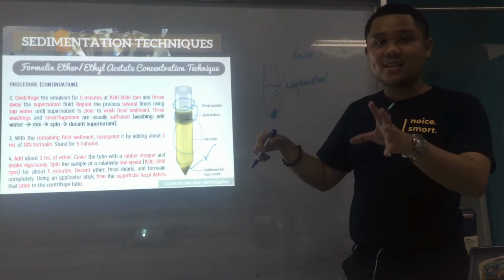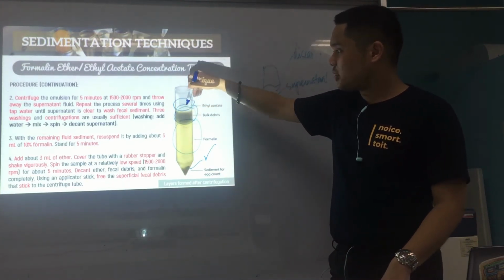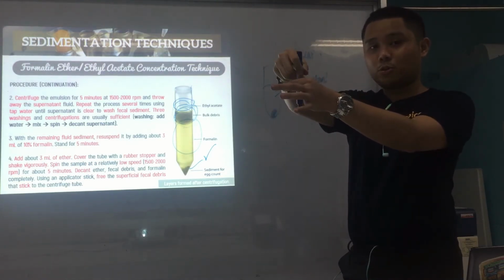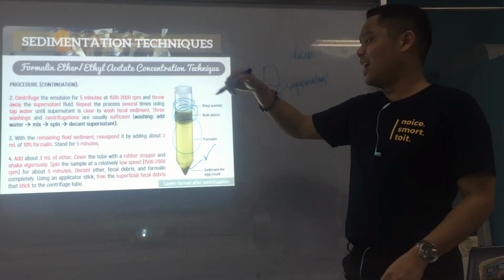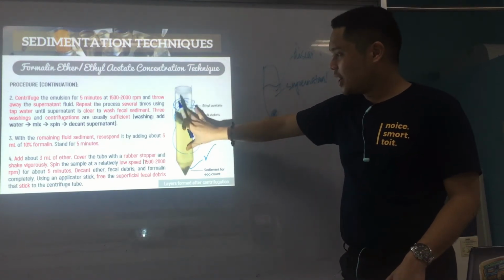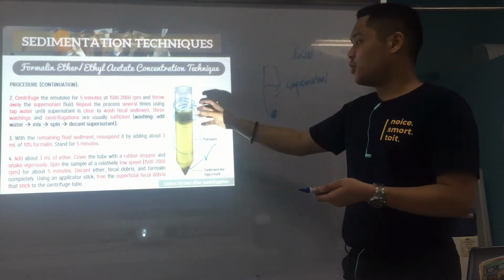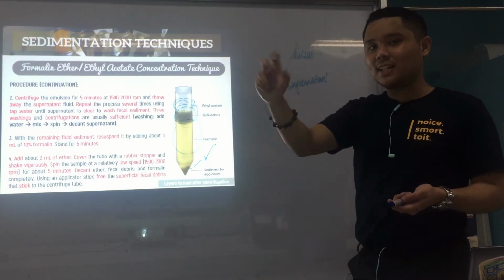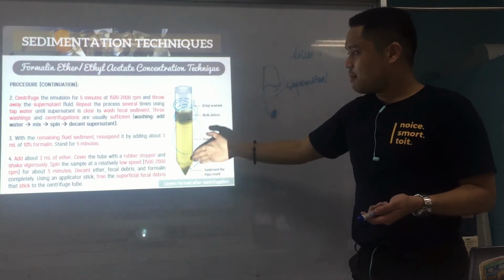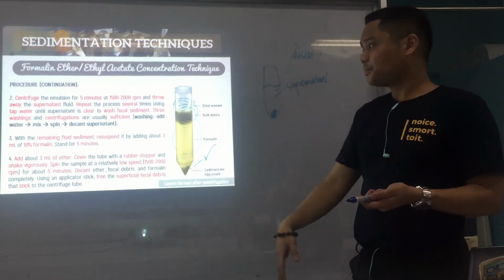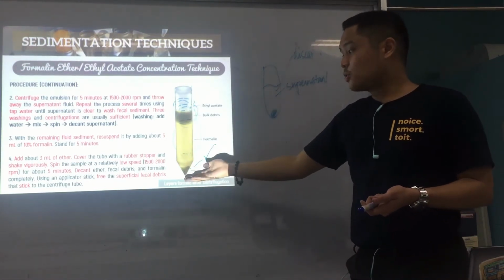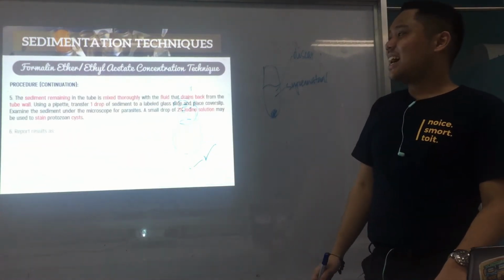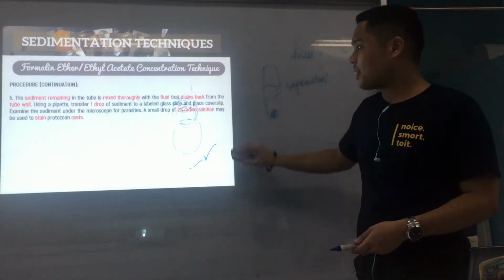So again, still the same with acid ether. Using an applicator stick, you loosen this area. You put your stick in the tube and then you loosen. When you loosen, all of the layers at the top will combine. So you then dispose, decant, and you're left with a sediment. So again, shake a little so that the fluid that remains on the wall of the tube will resuspend the sediment. And then the next procedure, sediment remaining, mixed thoroughly.